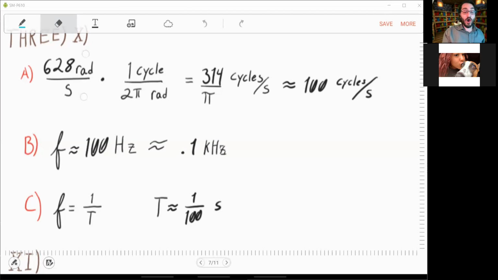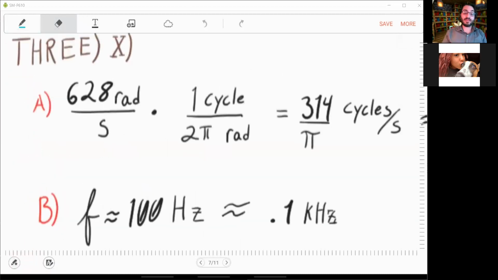Okay, well, omega is 628 radians per second. We want to know how many cycles per hour. However, I'm solving for cycles per second first. How many radians is one cycle? I'm asking you guys. Yes, Kat, you're absolutely right. There are 2 pi radians in a cycle.